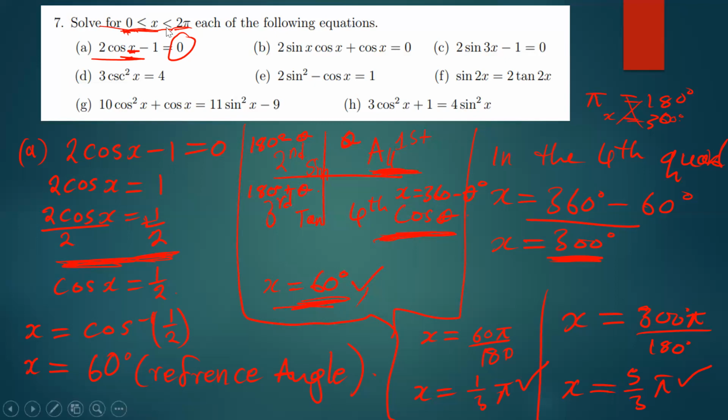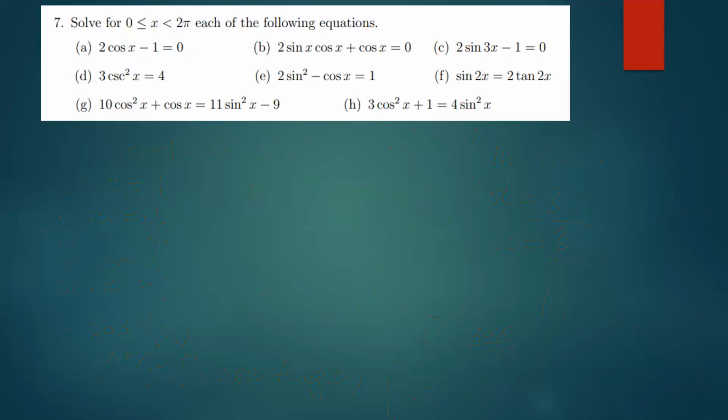Okay, so let's quickly move on to the next question. So the next question is this one. We are on part B. So we have 2 sine x cos x, plus cos x is equal to 0.